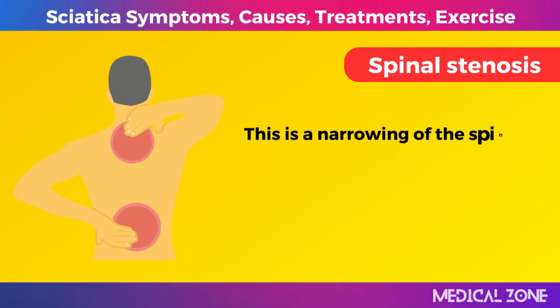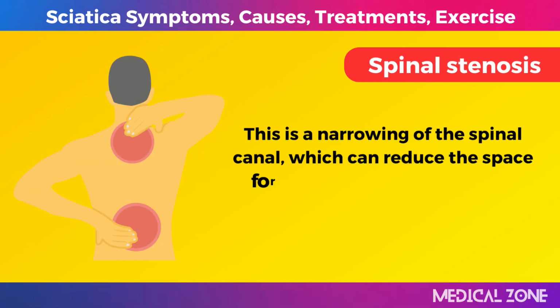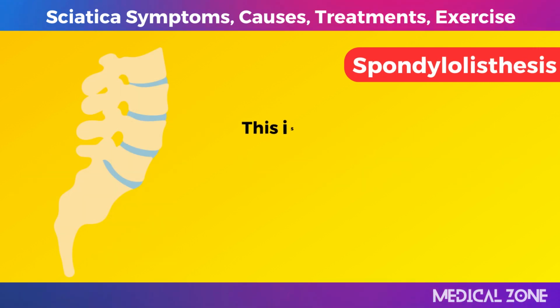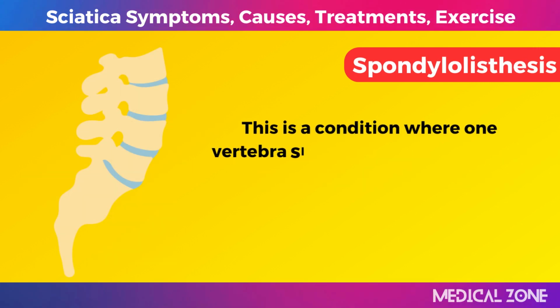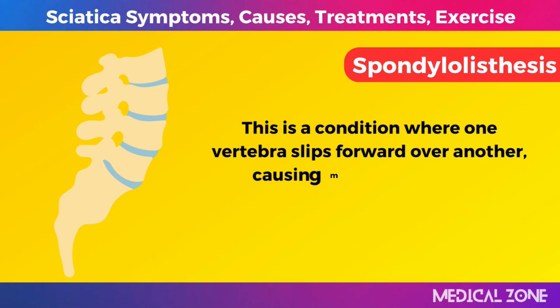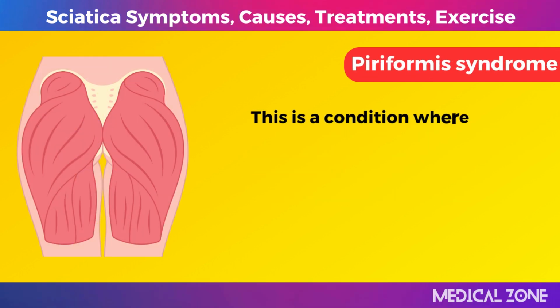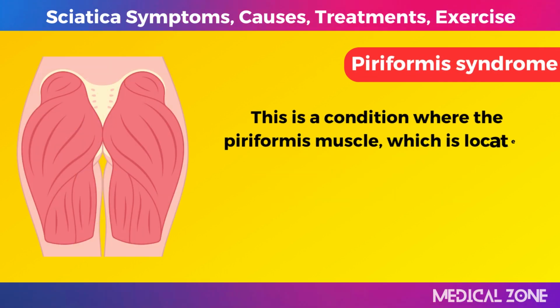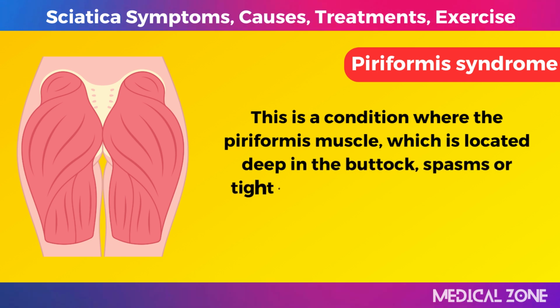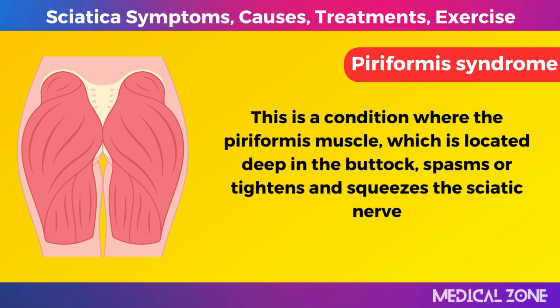Spinal stenosis. This is a narrowing of the spinal canal, which can reduce the space for the nerves to pass through. Spondylolisthesis. This is a condition where one vertebra slips forward over another, causing misalignment and instability of the spine. Piriformis syndrome. This is a condition where the piriformis muscle, which is located deep in the buttock, spasms or tightens and squeezes the sciatic nerve.